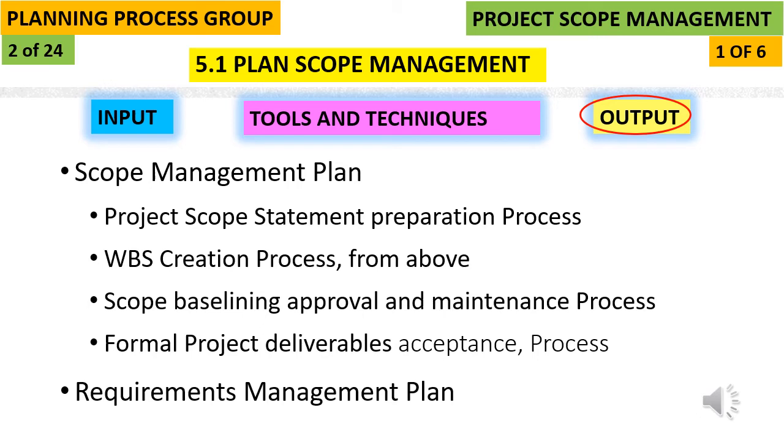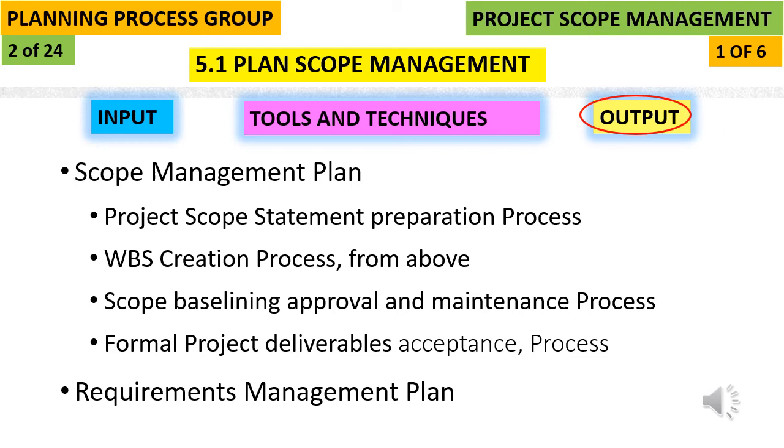The output of this process, there are two outputs. One is the scope management plan and the other is the requirements management plan. The first one, the scope management plan, is a component of the project management plan, which describes how the scope will be defined, developed, monitored, controlled, and validated, which is also the objective of this process.